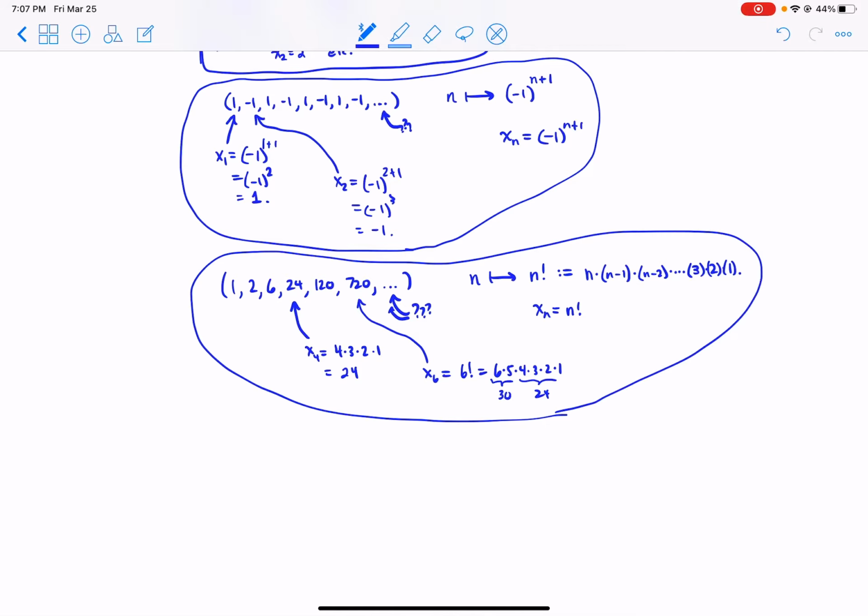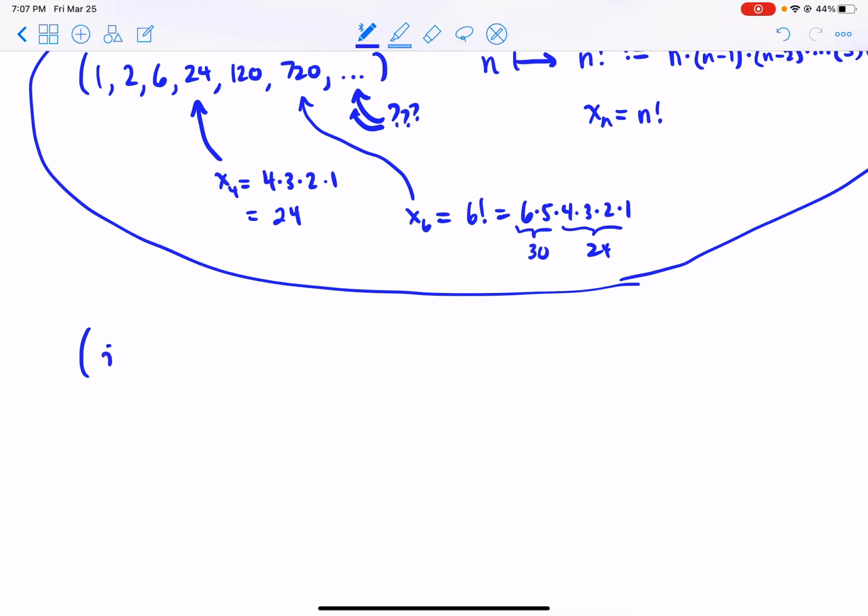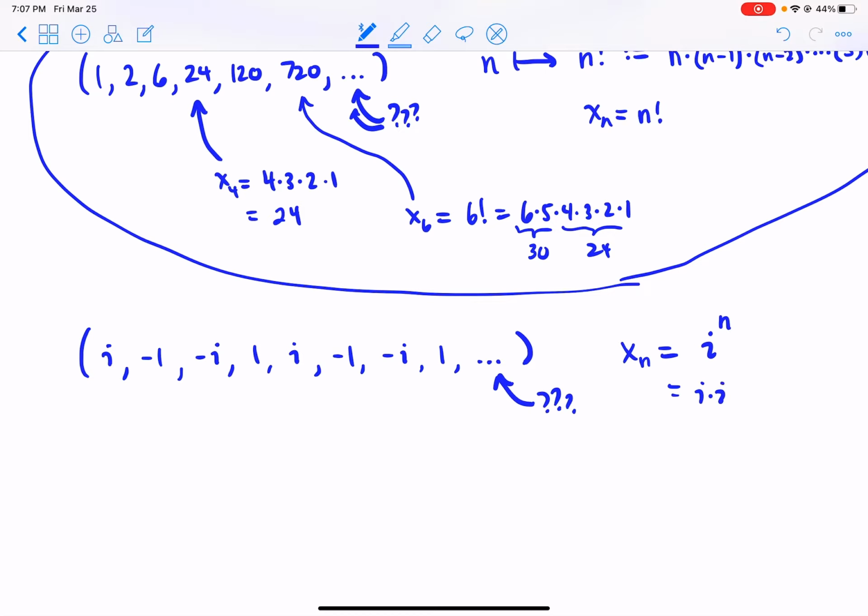How about this example? I, minus 1, minus I, 1, I, minus 1, minus I, 1, ... And of course, I don't know what the ... means, so I better give a formula. X sub n is equal to I to the n, which just means I times I, n times.